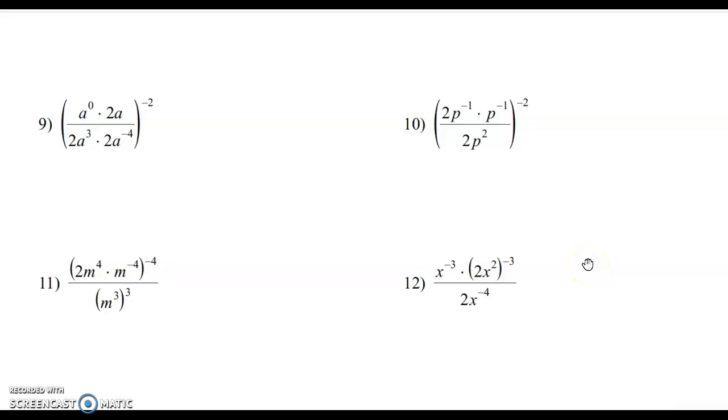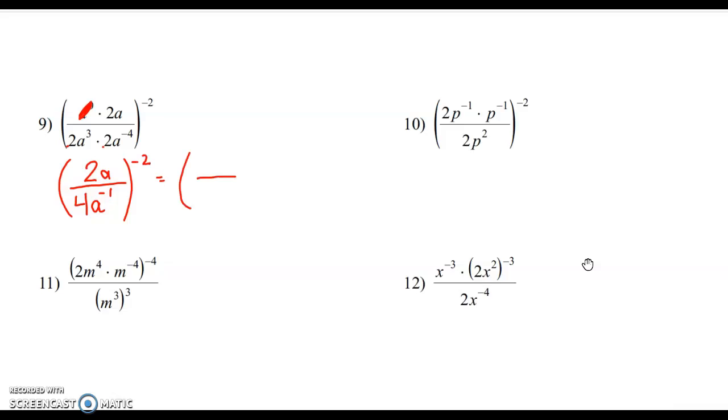Number 9, I'm going to simplify if I can inside the parentheses. So let's see, power of 0 is gone. So I've got 2a on top. On the bottom, 2 times 2 is 4. When I multiply like bases, I add the exponents. So 3 plus negative 4 is negative 1. This is all still to the power of negative 2.